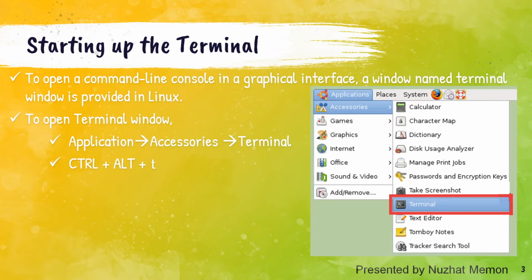Starting up the terminal, or you can say console. Earlier in Unix, only command line interface was available. But nowadays in Linux, we have graphical user interface in addition to command line interface. Terminals are interfaces into which user can type the command. At the same time, they can get the output in a terminal. To open a command line console in a graphical interface, a window named terminal window is provided in Linux.